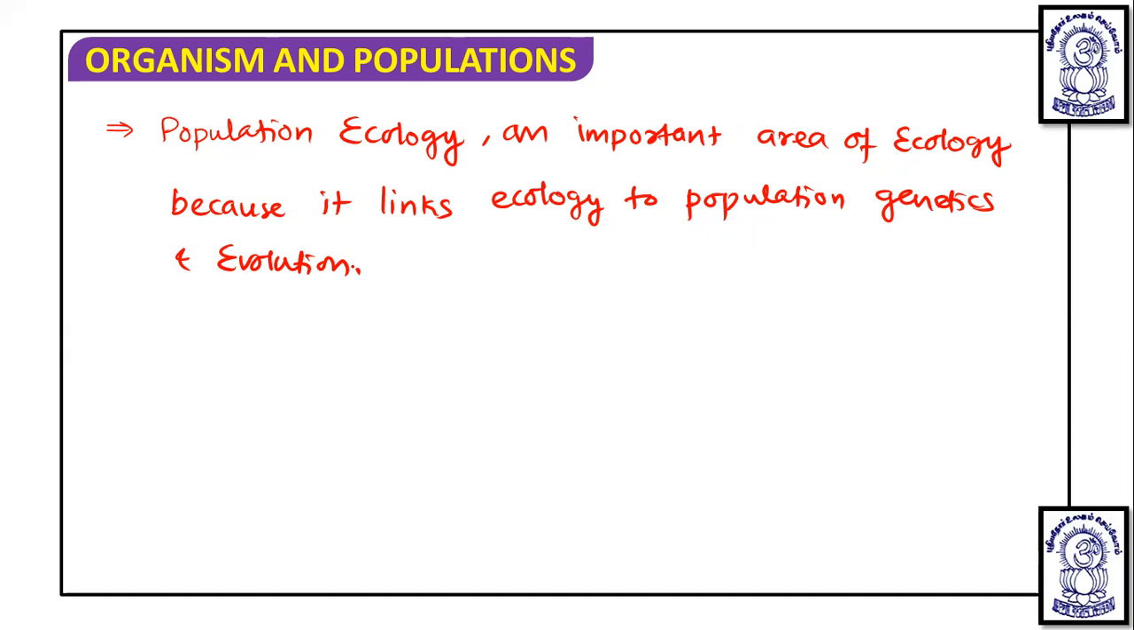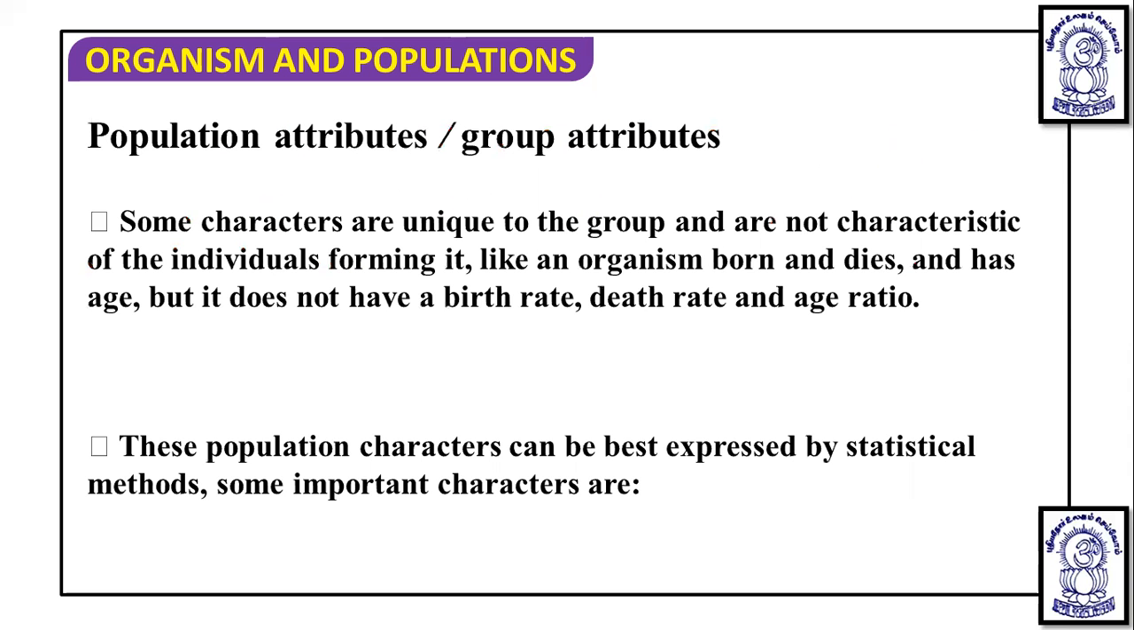Now we have to talk about the population characteristics, and in this, the population attributes which we are going to discuss here. Some characters are unique to the group. They are unique to a certain population and not characteristic of the individuals forming it. It is a property of a particular population, not of the individual. Like an organism is born, dies and has an age, but it does not have a birth rate, a death rate or an age ratio.